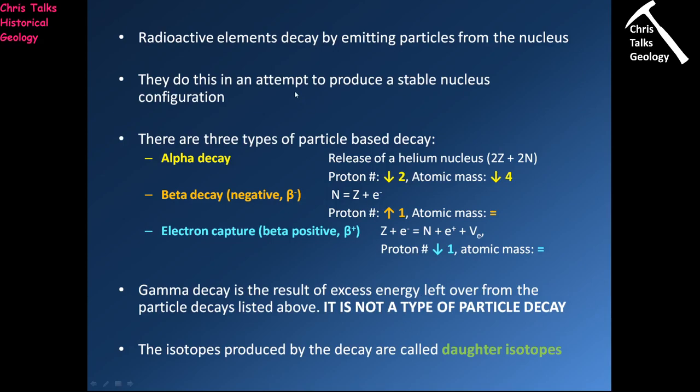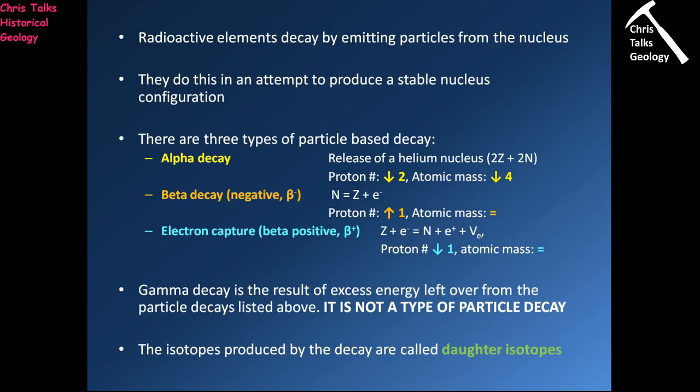Radioactive elements decay by emitting particles from the nucleus. They do this in an attempt to produce a stable nucleus configuration. A radioactive isotope, by its very nature, is unstable. And the entire point of the radioactive decay is to try and take your unstable isotope and change it into a stable isotope, which will not decay.